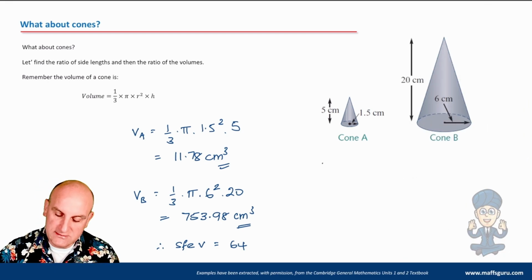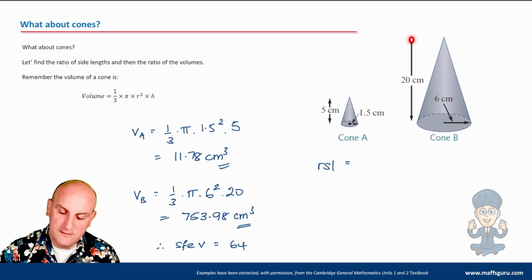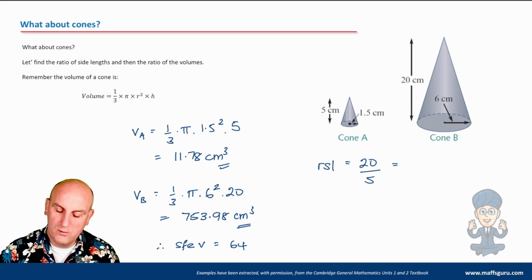Right, let's work out this ratio of side lengths. Let's call that the ratio of side lengths is given by, well, what do we need to do? We take one side and divide it by its similar side. Okay, we can do that. So we can do 20 divided by 5, which gives me 5, 10, 15, 20, which gives me 4.